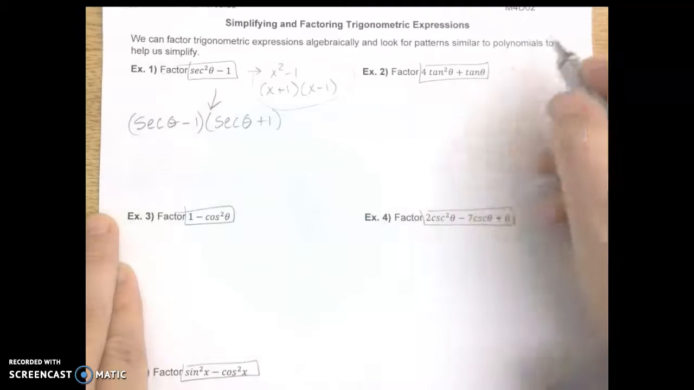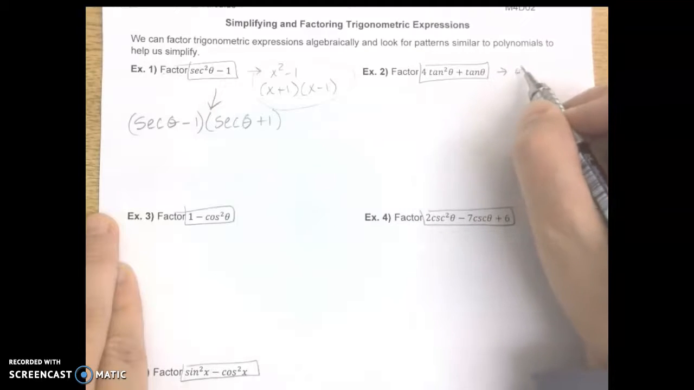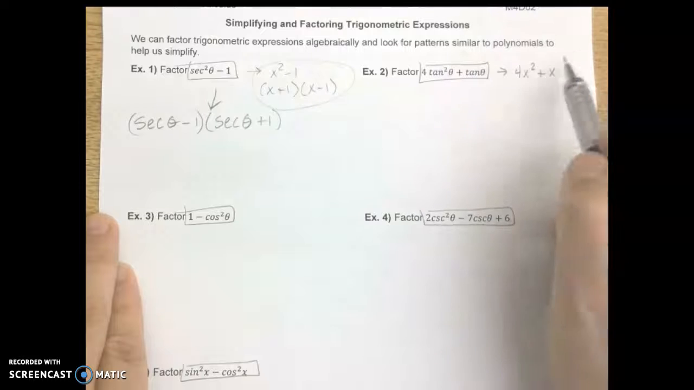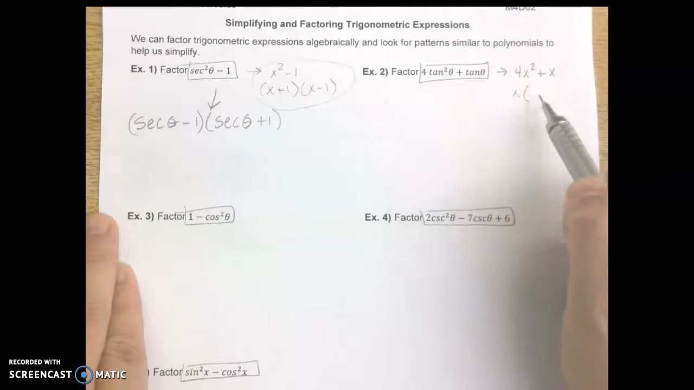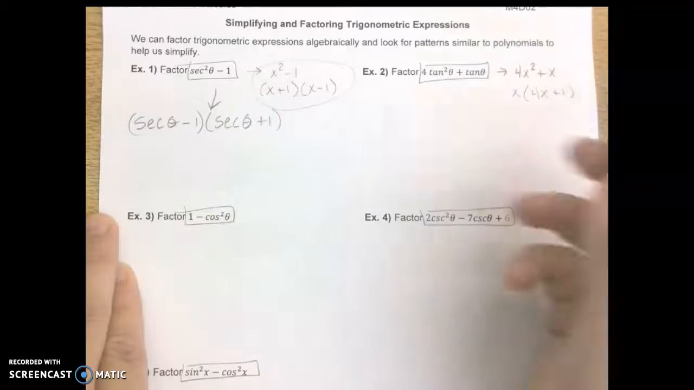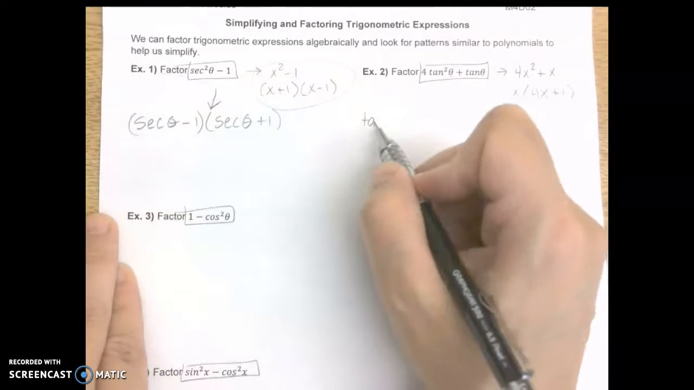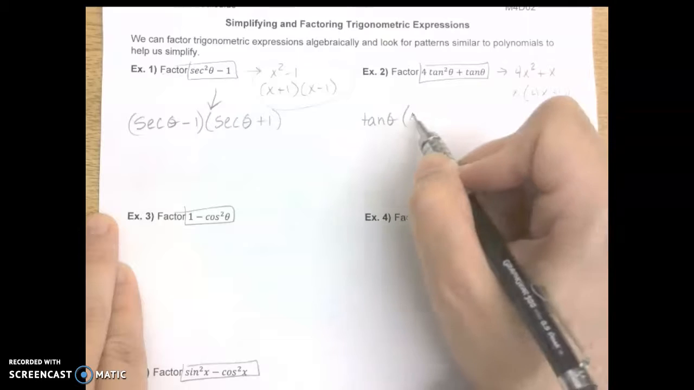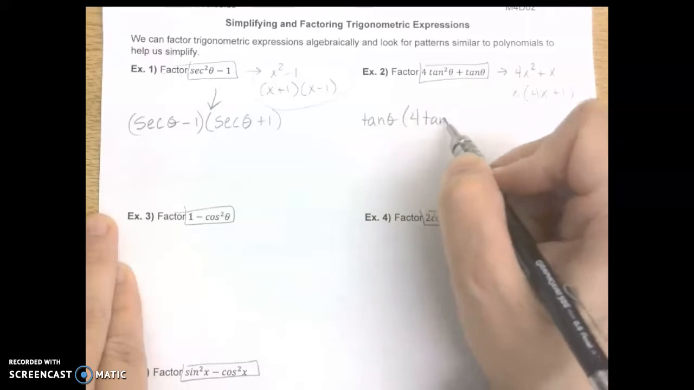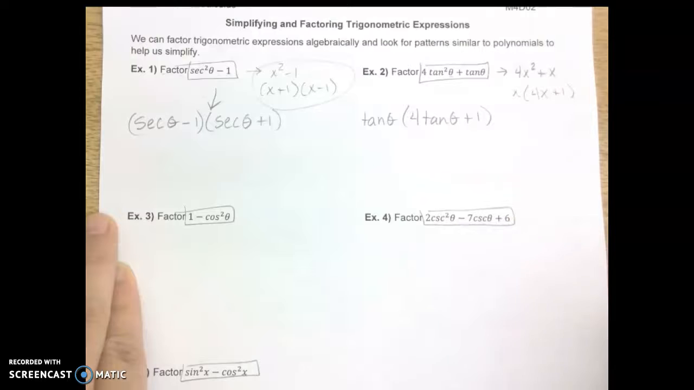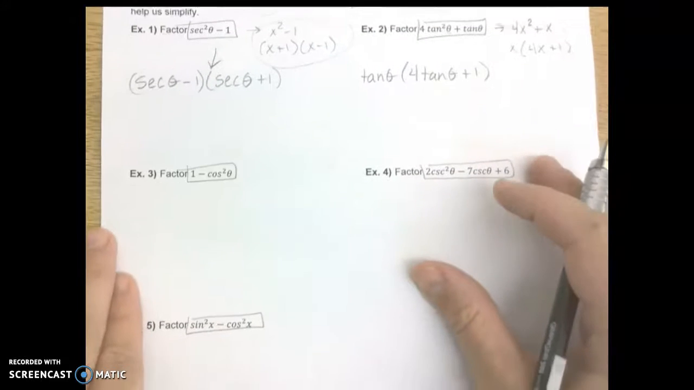Okay, the next one right here looks an awful lot like 4 times x squared plus x. So I'm going to factor out an x, and that leaves me with 4x plus 1. So here I'm going to factor out a tangent, so the tangent of theta, and I'm left with 4 tangent of theta plus 1. And there's nothing else to factor there.